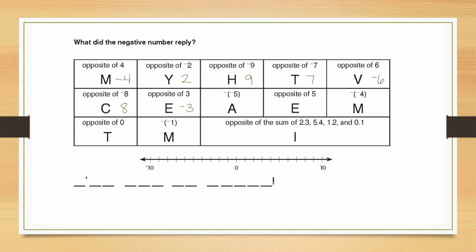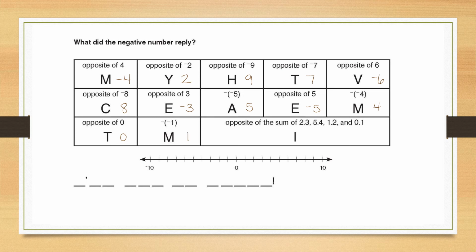The opposite of -5 is 5. The opposite of 5 is -5. The opposite of -4 is 4. The opposite of 0 is actually just 0. The opposite of -1 is 1.